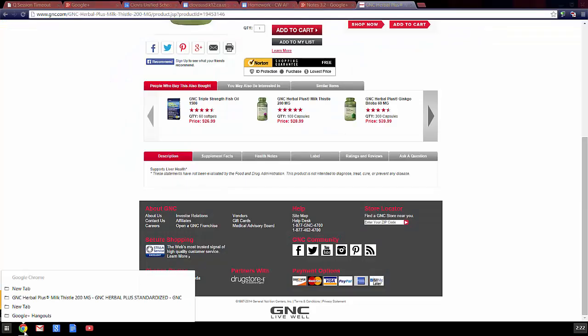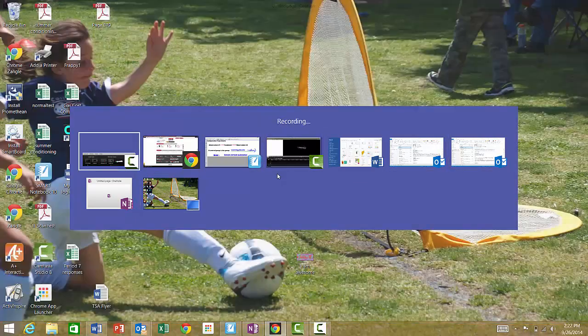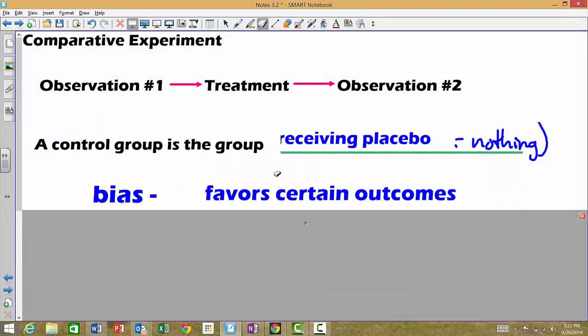Here's a little ad from something at GNC. It says, these statements have not been evaluated by the Food and Drug Administration. What happens is a lot of these supplements, they produce them, they make sure they're safe, but the FDA does not do any experiments, do any testing on it.